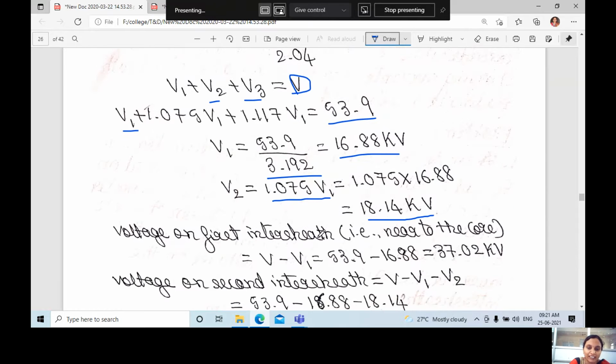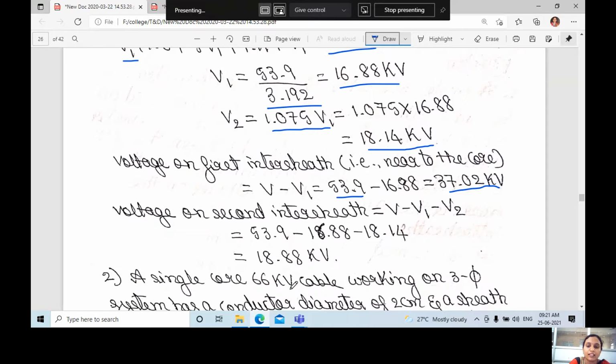The voltage on the first intersheath is V minus V1, that is 53.9 minus 16.88, equal to 37.02 kV. And what about the voltage on the second intersheath? It is V minus V1 minus V2, so you will get 18.88 kV.